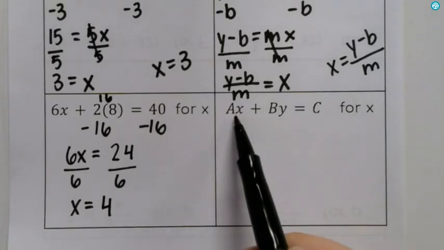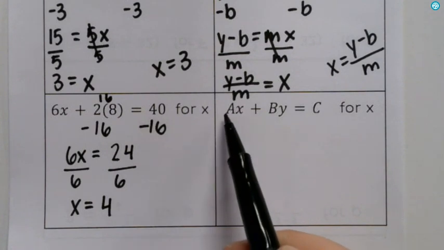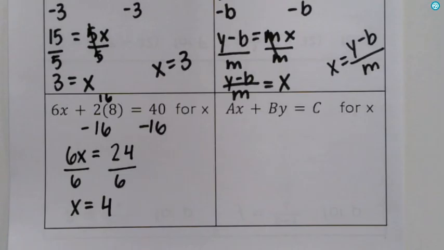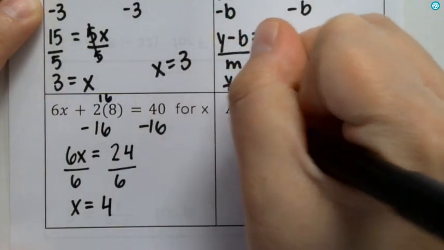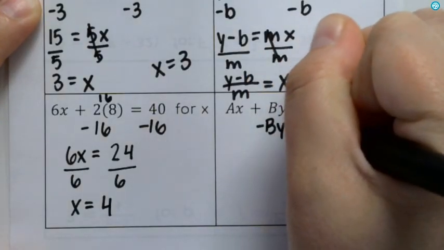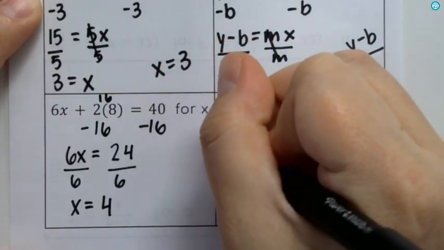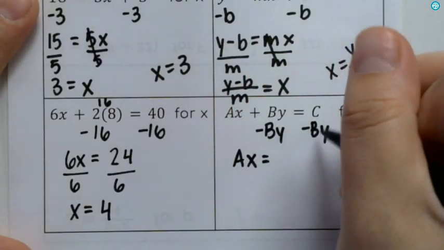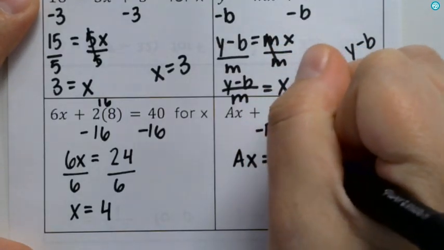We are trying to get x by itself, which means we need to get rid of the a and then the plus by as well. So we'll start by subtracting. So we'll subtract the by. So I'll have ax equals, right here I subtracted the by, so that's c minus by.